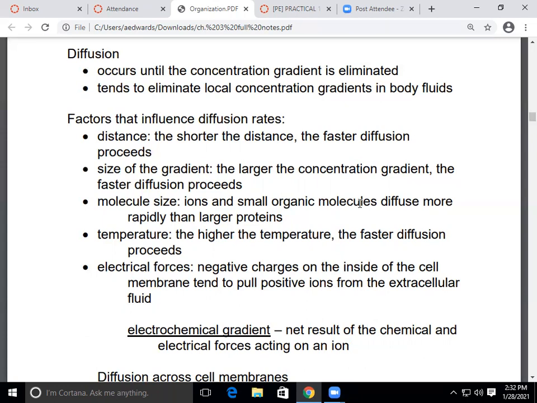Okay, so temperature. If you increase the temperature, you're increasing energy. Make those molecules move more. So you're going to make diffusion happen more quickly.